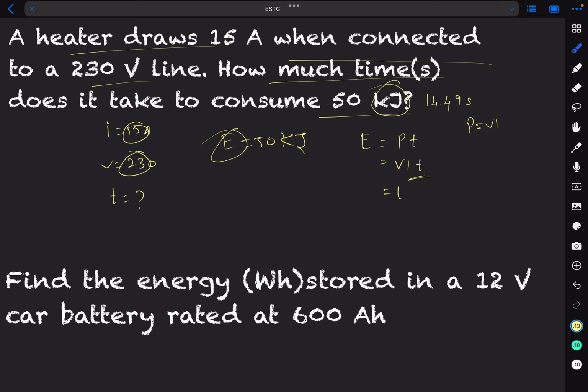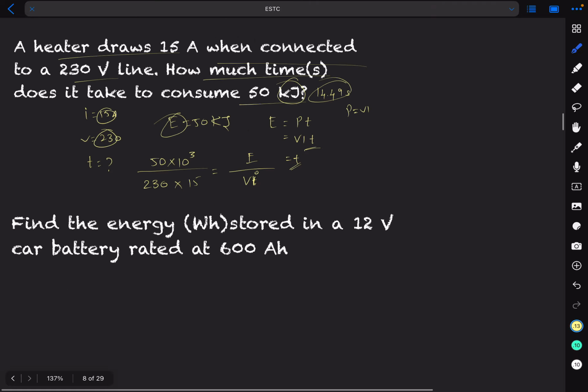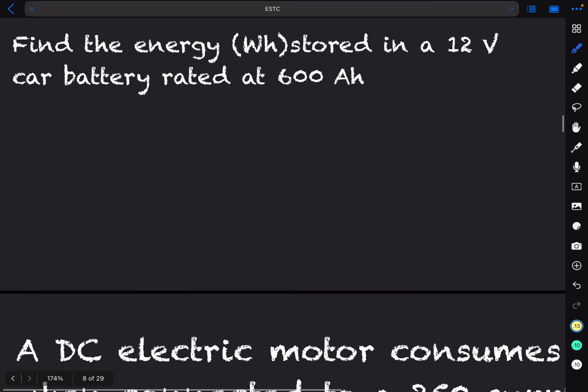We are supposed to find the time. So E by VI is the time. 50 kilojoule means we must convert it into joule, so it is 50 into 10 power 3. Voltage is 230. What is current? Current is 15. Solve it and you get the answer.